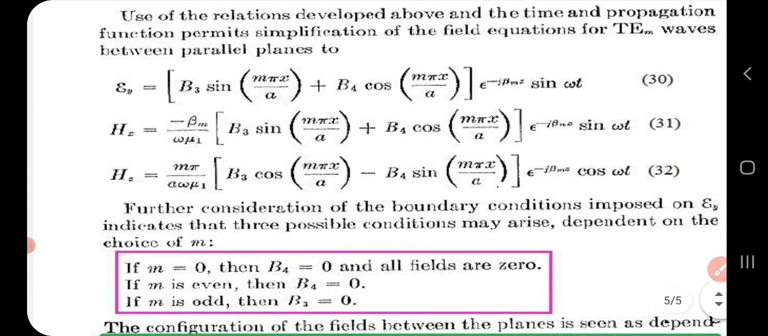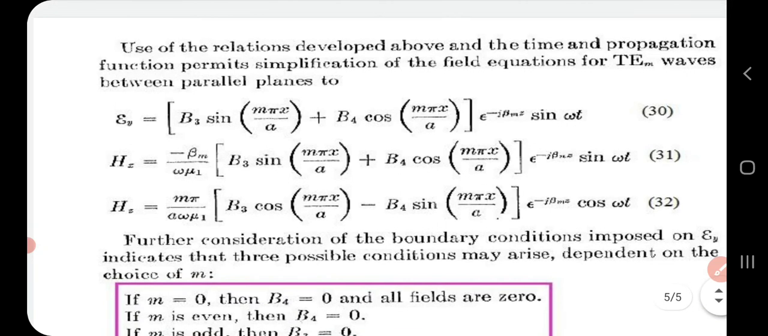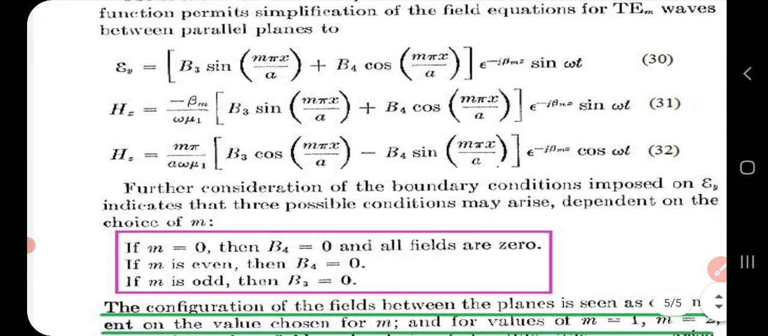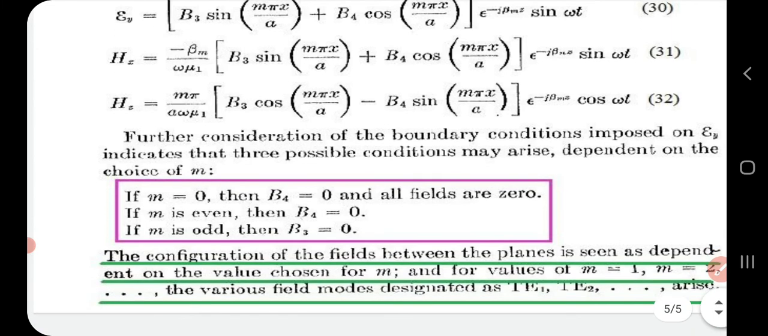So by using the relations developed above and the time and propagation function, we get the three equations, that is 30, 31 and 32, that represent the propagation of TE waves between parallel planes. On applying the boundary conditions on this equation, we again get three possible conditions whose value depends on the value of m, and they are: if m equal to 0, then B4 will be 0 and odd fields are 0. If m is even, then B4 is 0. If m is odd, then B3 is 0.